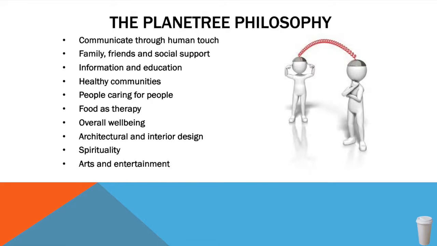The 10 components of the Planetree philosophy of care are: communicate through human touch, family, friends and social support, information and education, healthy communities, people caring for people, food as therapy, overall well-being, architectural and interior design, spirituality, arts and entertainment.